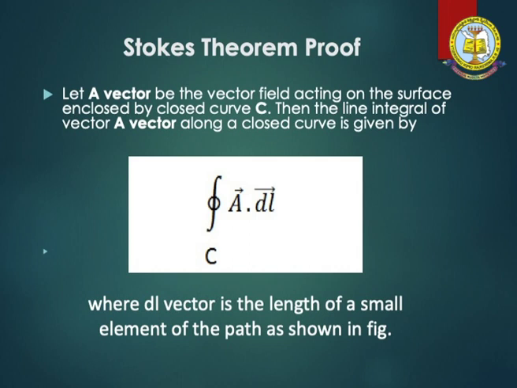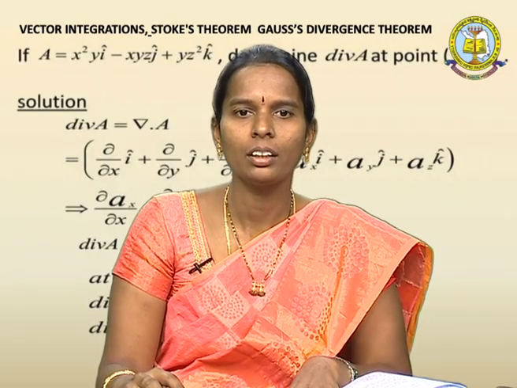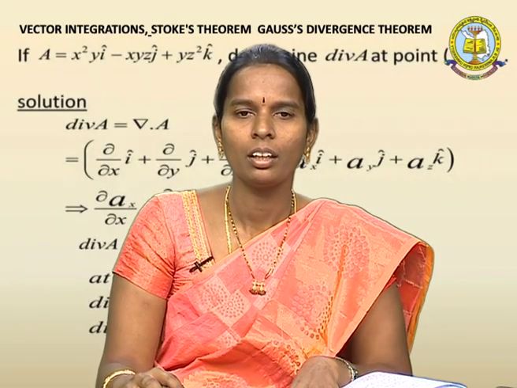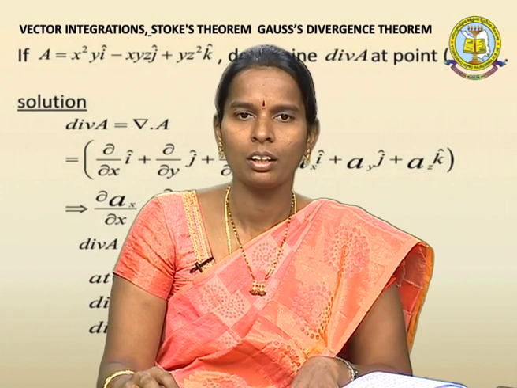Let A be the vector field acting on the surface enclosed by the closed curve C. The line integral of vector A along a closed curve is given by, let us consider one curve, the curve C. Let us consider a small infinitesimal element, that is dl, and the vector A. So in this curve you can write the integral over C of A dot dl, where dl is the vector length of the small element of this curve C.